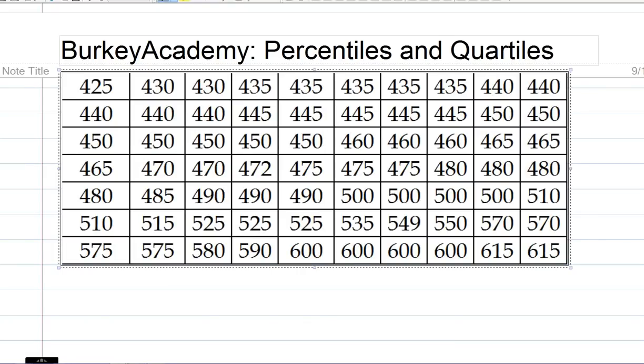In this video, we're going to look at percentiles and quartiles, and we're going to look at this example data set here. We might imagine these numbers are a sample of apartment rents. We went out and looked at a bunch of one-bedroom apartments in a small town, and we collected these monthly rent figures for them.